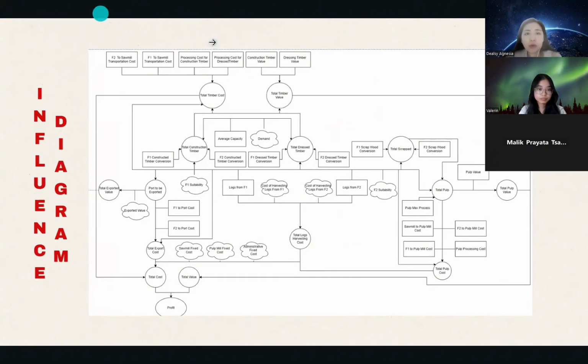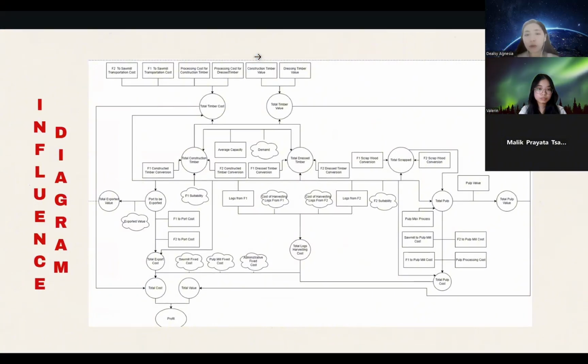All right, next up, I would like to explain the influence diagram. Basically, it all starts from the logs from Forest 1 and Forest 2. The logs from Forest 1 and Forest 2 affect, first off, the total log harvesting cost, which is affected by the logs from F1 and F2 and the cost of harvesting logs from each forest. And then next, we can continue to the total construction timber, which is affected by the amount of logs from F1 and F2, and the suitable amount of logs to be allocated to either the export or the sawmill.